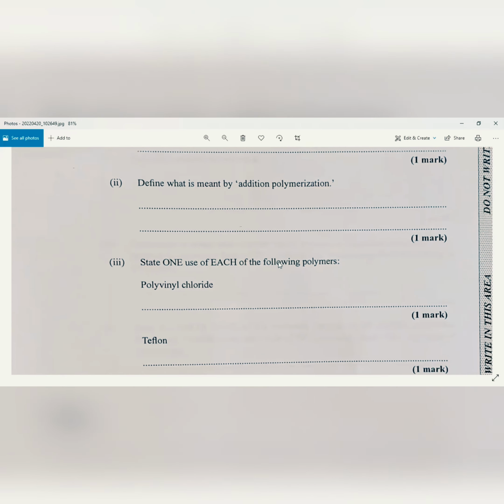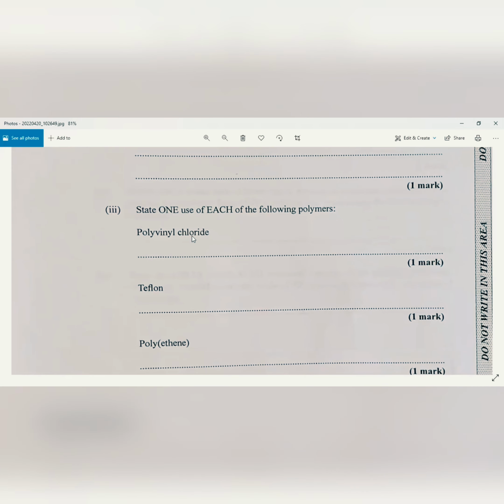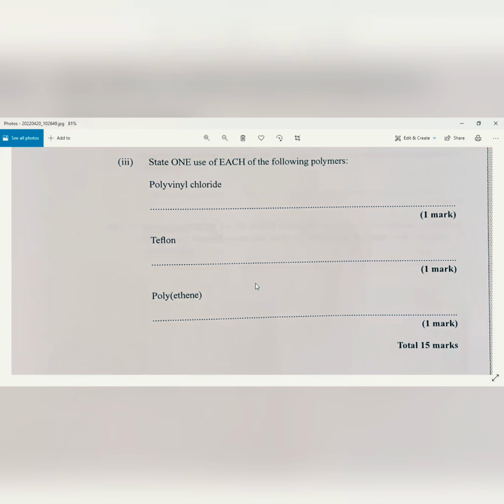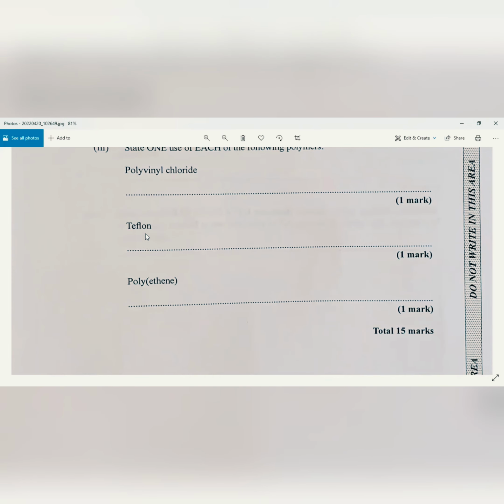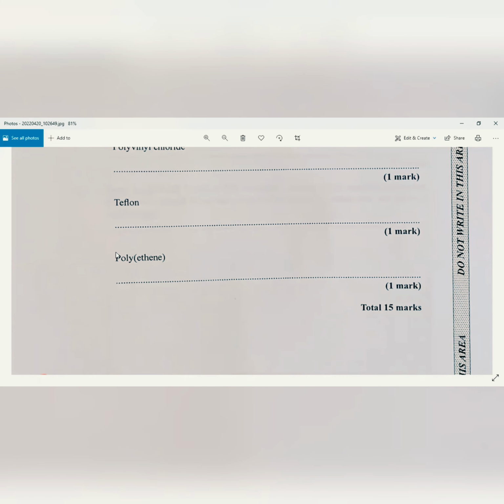Now, state one use of each of the following polymers: polyvinyl chloride, which is PVC. PVC is used in pipes. Just try to remember that, because they corrode and they last long, etc. Another one is Teflon. Teflon is used in non-stick pots and those sort of things. It's a very hard material, so it's used in non-stick pots to stop the pot from sticking, right?